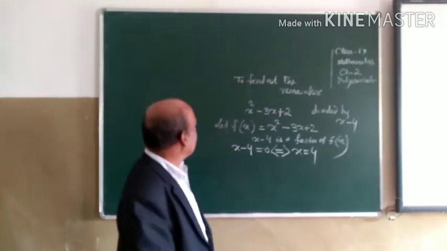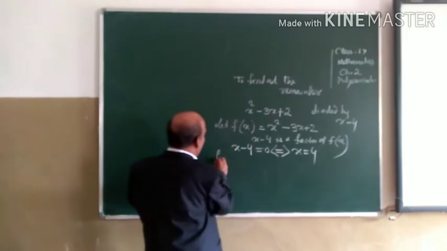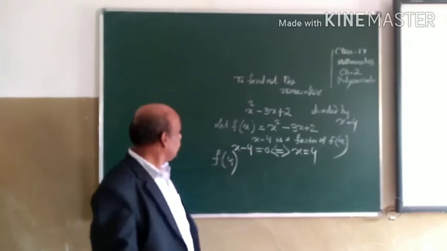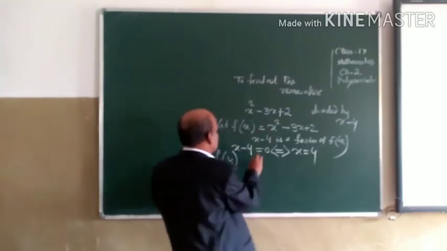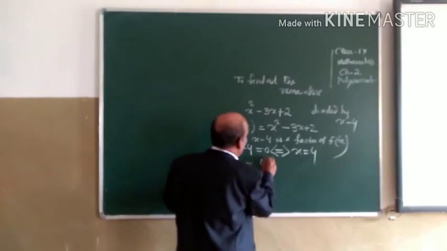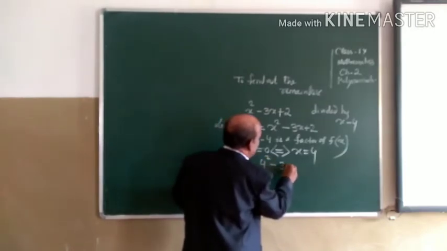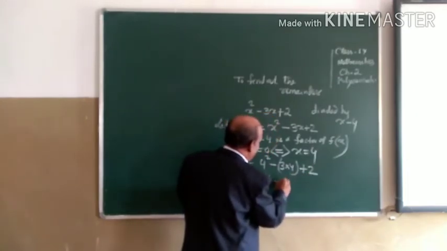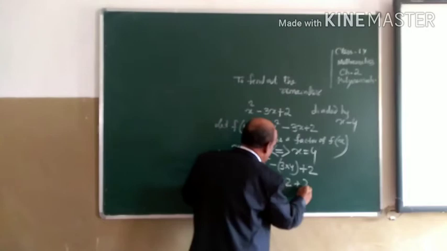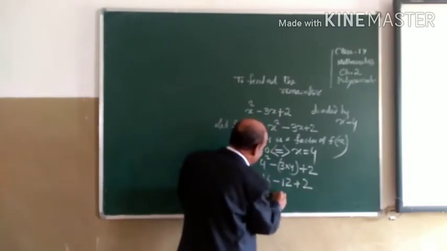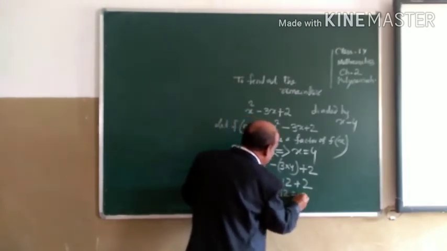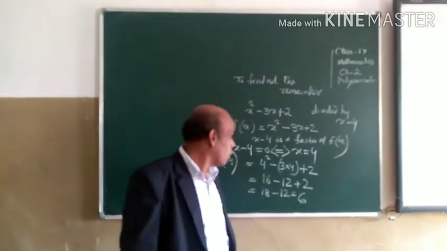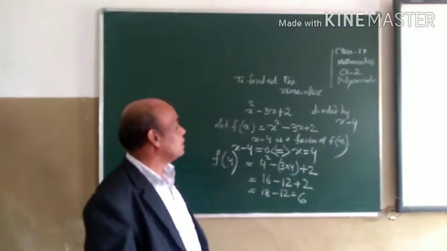So now we put the value, f of 4. It means x value is 4. If we put x is equal to 4, we get square of 4 minus 3 into 4 plus 2. So we got 16 minus 12 plus 2, that is 18 minus 12, which is equal to 6. This will be the answer. We got remainder is 6.